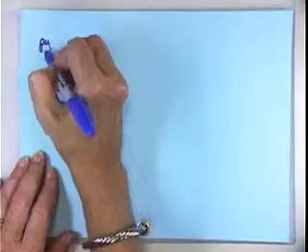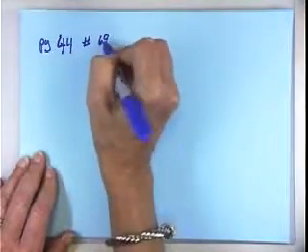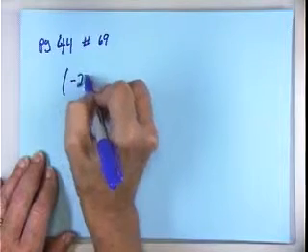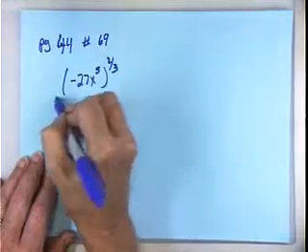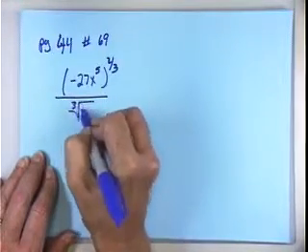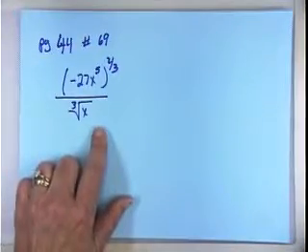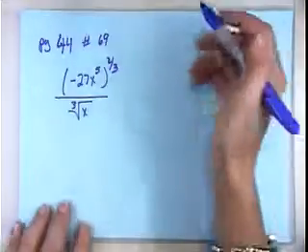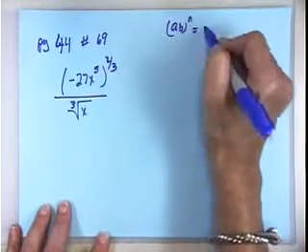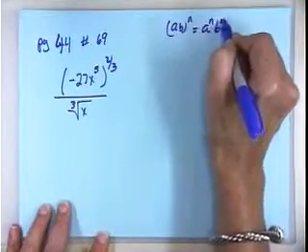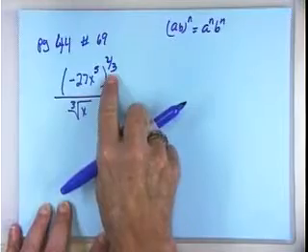Okay, we're on page 44. Problem number 69. We have (negative 27x to the 5th) raised to the 2/3 all over the cube root of x. This is taking into account a lot of properties of exponents. First of all, when you have a times b raised to the nth power, you have a to the n, b to the n. So we have a product here raised to the 2/3.